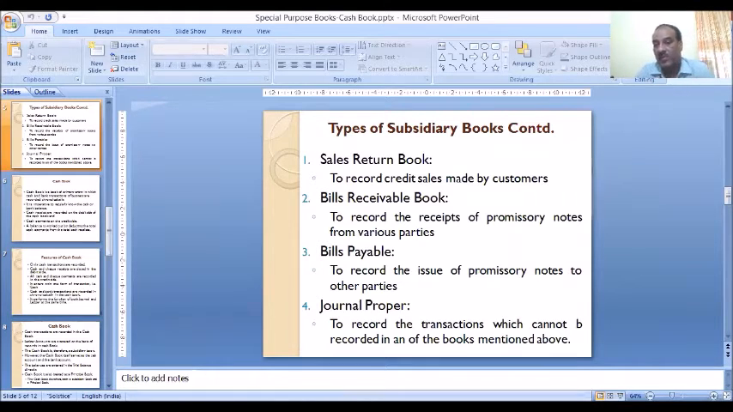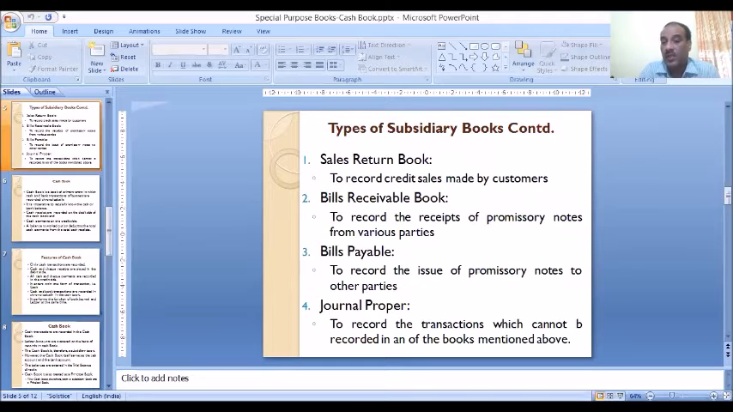Then bills receivable, to record the receipt of promissory notes from various parties. Sometimes other parties owe to the organization. They promise that they will pay such and such amount after a certain period, and such types of bills receivable are recorded in the bills receivable book.